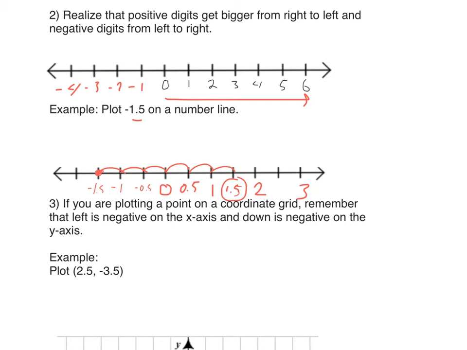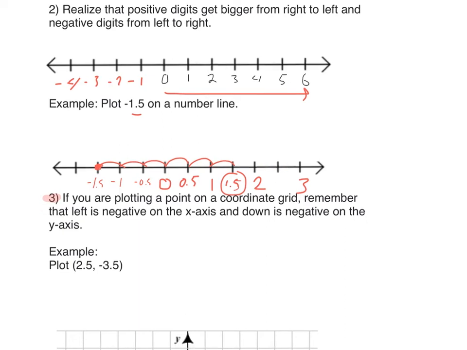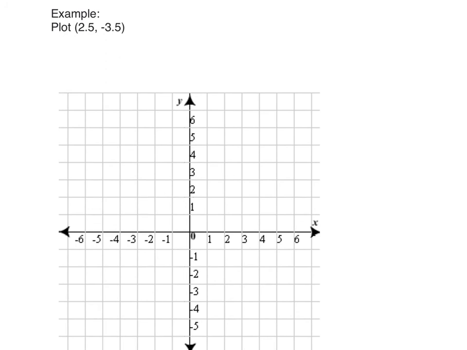So the next step, step number 3: if you're plotting a point on a coordinate grid, remember that left is negative on the x-axis and down is negative on the y-axis. So our example that you need to put in your notes: when you put this in your notes, don't draw all of the little lines. Don't draw these lines in. Just draw the axes, label them with an X and a Y, and then you can make little marks for each number on the axis.